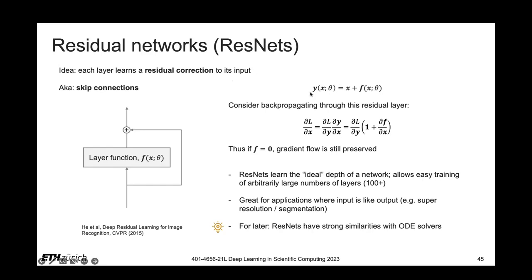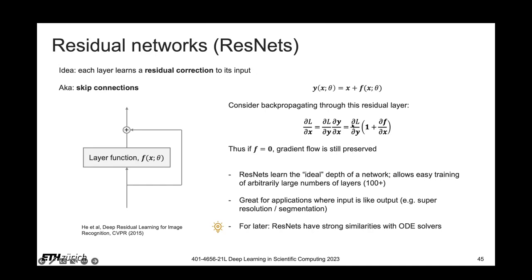Then when you think about backpropagating through this layer, if you just take the chain rule again, dL by dx, using this particular function for y, you see that the derivative after the layer is just the derivative of L with respect to y plus df dx. And if f is 0, you still get a nice strong gradient flowing through to the layer before it. So you don't get any errors with gradients flowing through the network.